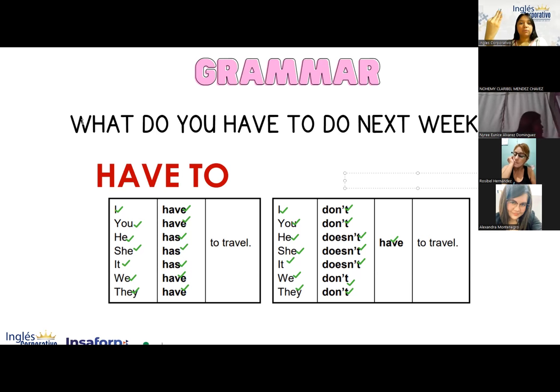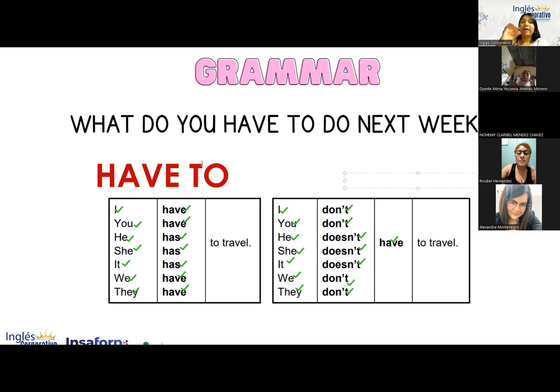How do you say comprar? Buy. I have to buy materials. Okay, so I have to buy materials. Very good. I have to buy materials. Excellent. All right, what else?